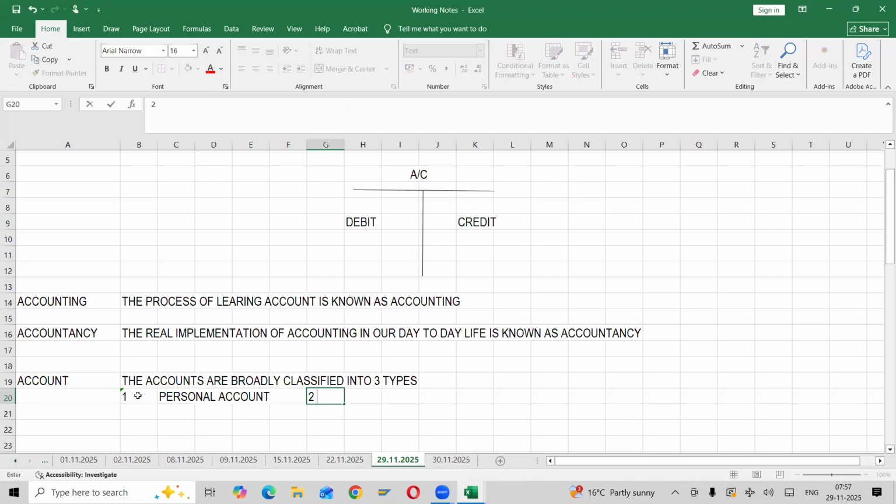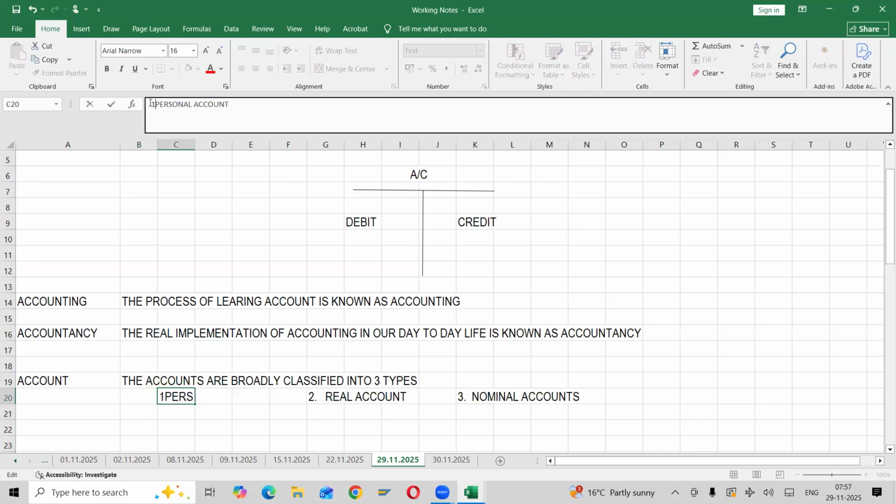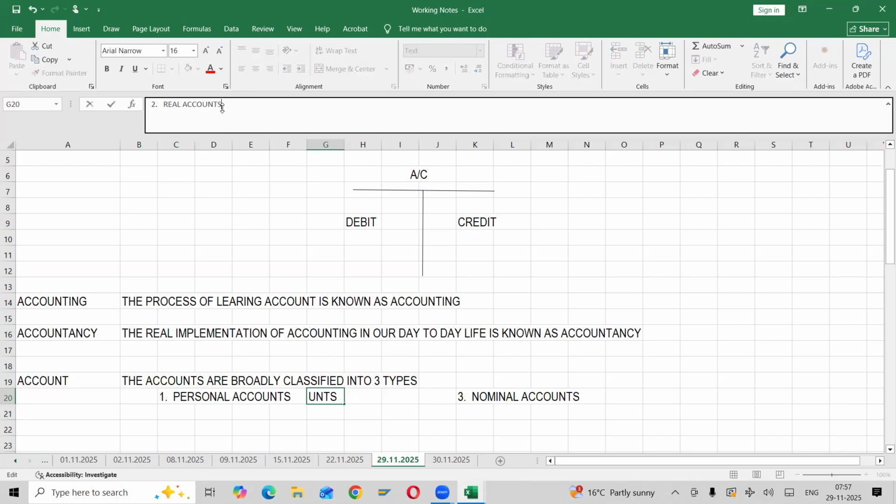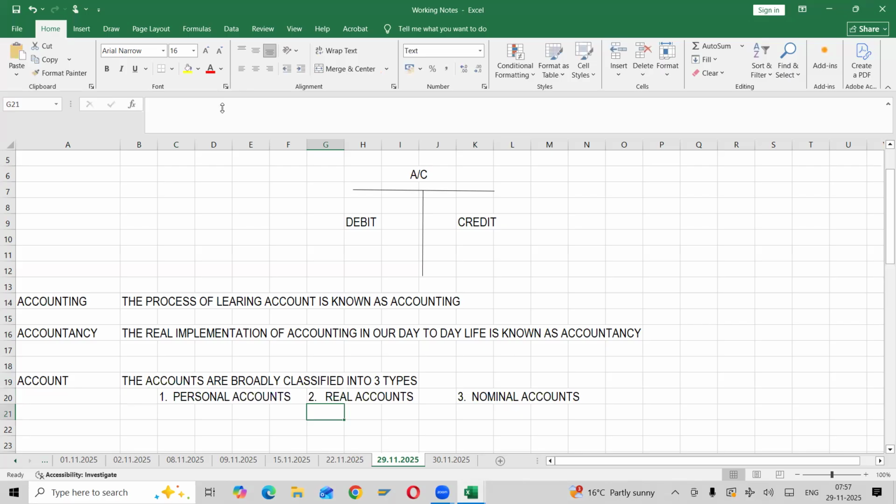Second one, real account. These are the types of accounts. I'll discuss what you mean by this. Next one, nominal account. First one, personal account. Next one, real accounts and nominal accounts.